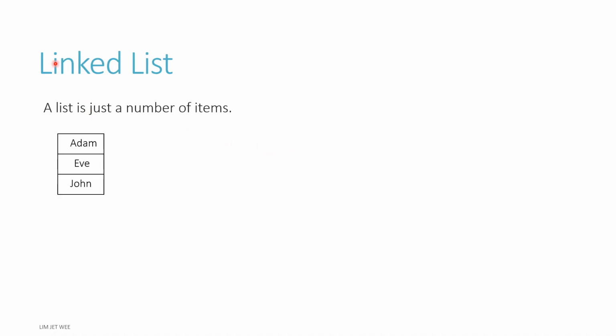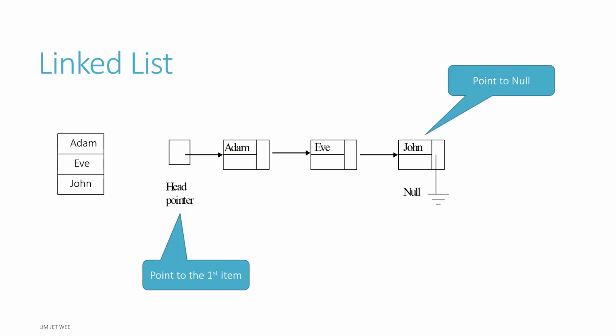So firstly, in the word linked list, we just look at the word list first. Okay. So what is a list? Well, a list is just a number of items. It could be anything. Okay, it could be loose values. All right. Okay, a list of items or values in your variable. Let's say names. Okay, so you have Adam, Eve, and John. So this is just a list, just like how you usually do any form of list.